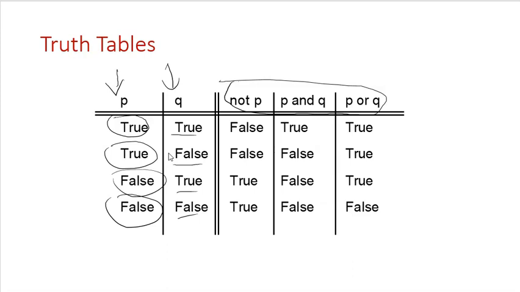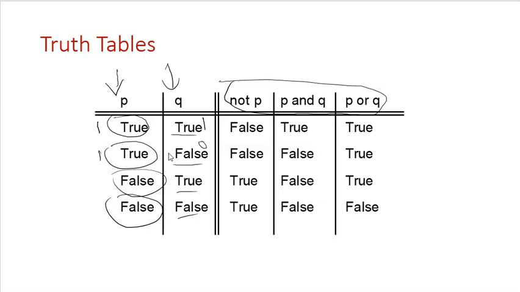And then the and condition is like multiplication. You can assume that true is like 1, and false is like 0. So 1 multiplied by 1 is 1, 1 multiplied by 0 is 0, which is false, 0 multiplied by 1 is also 0, and 0 multiplied by 0 is 0. So you only get true when both of these conditions are true.